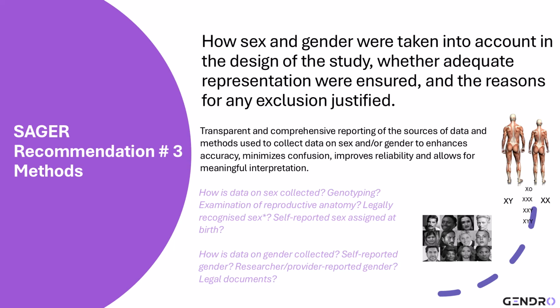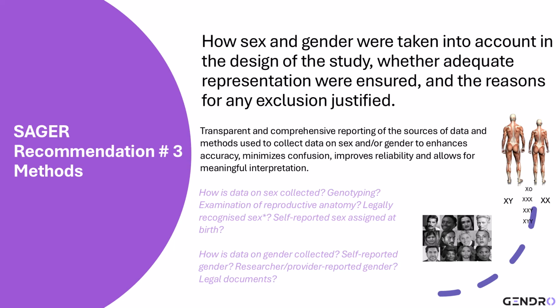The methods section is very important because it's important to be very transparent and clear and comprehensive in terms of how sex and gender have been taken into account in the design of the study, whether adequate representation was ensured, and the reason for any exclusions should really be provided, and that exclusion should be justified. And this is very important because while we understand that obviously not every research project might have the possibility to collect or provide the data if the research has already been designed and done, at the time of reporting it's really important to be transparent and comprehensive in terms of the sources of data and the methods used to collect the data on sex or gender, to enhance accuracy or minimize confusion, improve reliability, and also allow for meaningful interpretation.